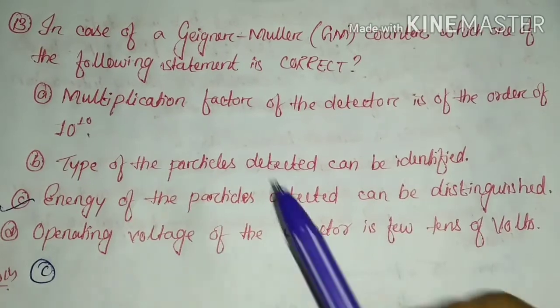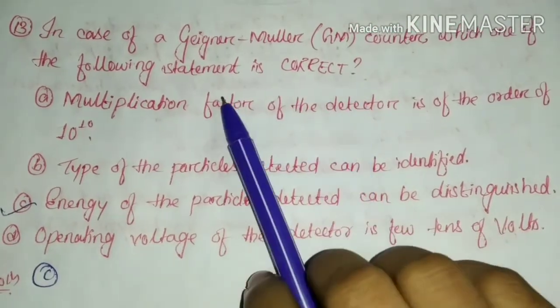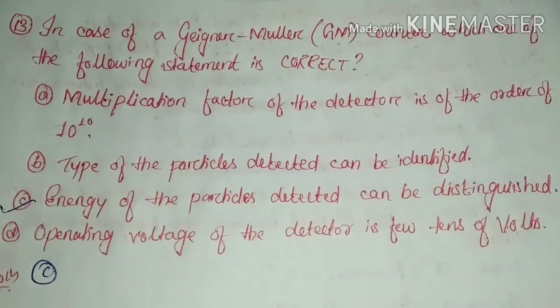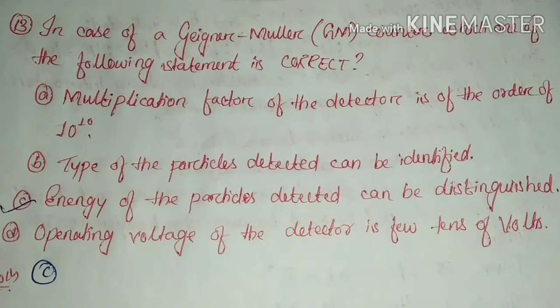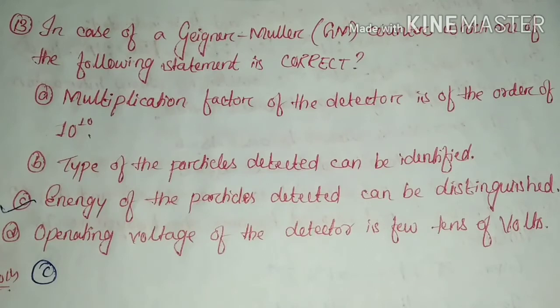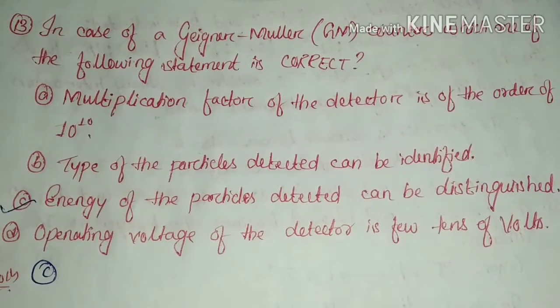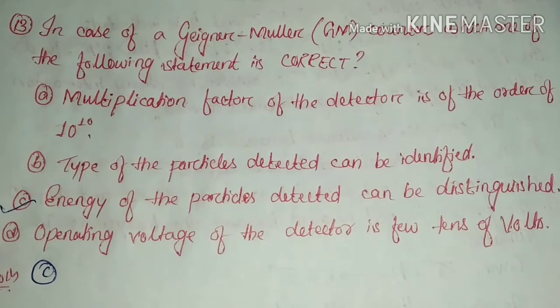The next question is, in the case of Geiger-Muller counter, which of the following statements is correct? We have 4 options here. The first option is the multiplication factor of the detector is of the order of 10 to the power 10. The second is the type of the particles detected can be identified. The third is the energy of the particles detected can be distinguished. And the fourth is the operating voltage of the detector is a few tens of volts. We have to choose one option for the Geiger-Muller counter.